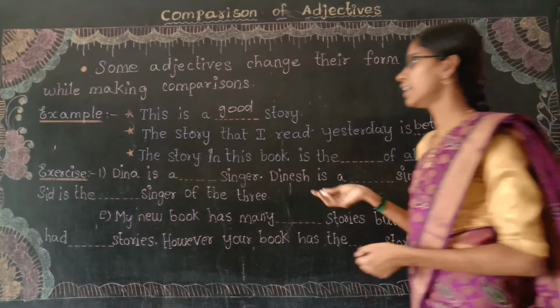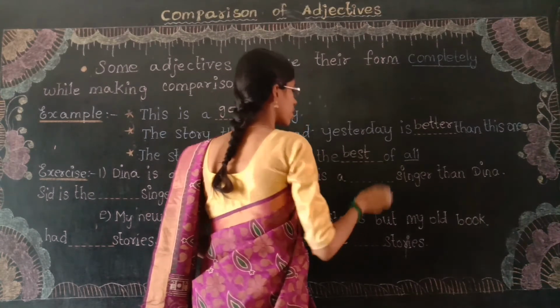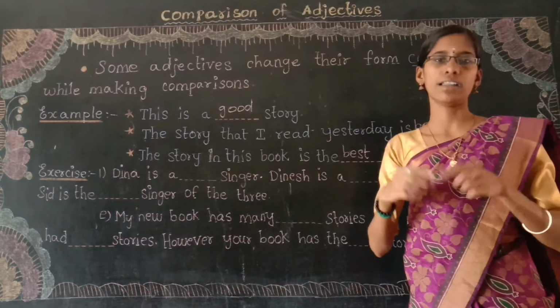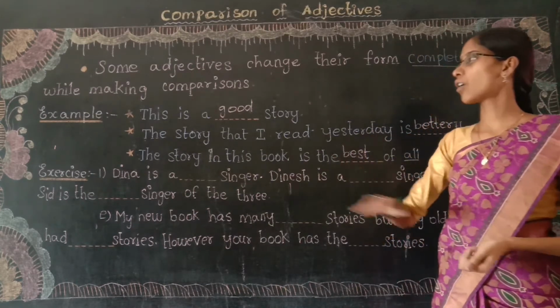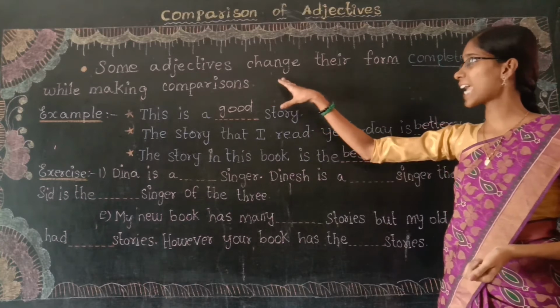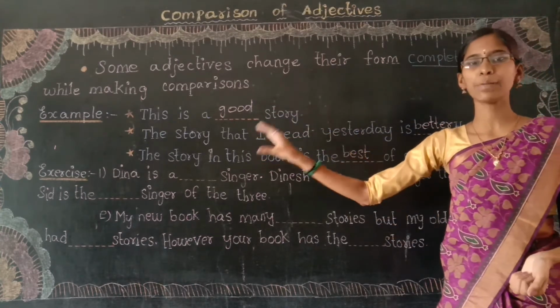It is very simple. It is best. So this is the best of all. We are saying this one is the best of all. So some adjectives change their form completely. This is one of the examples for it.